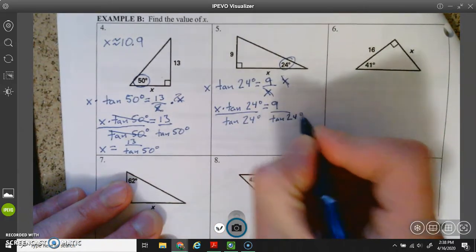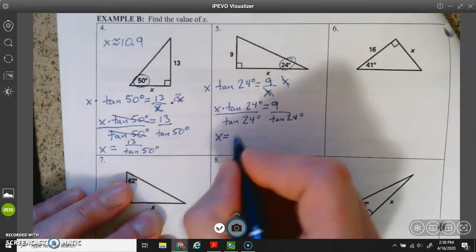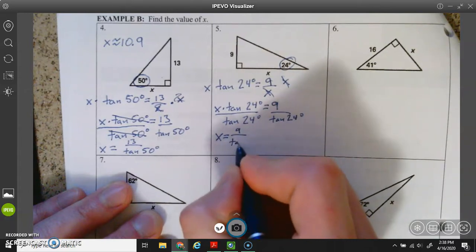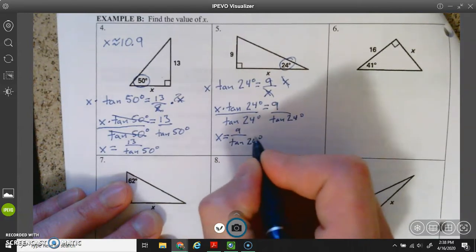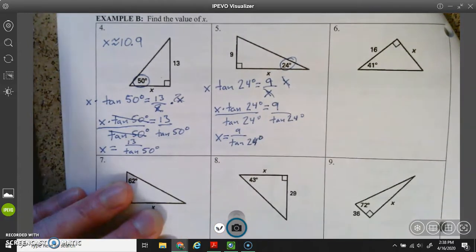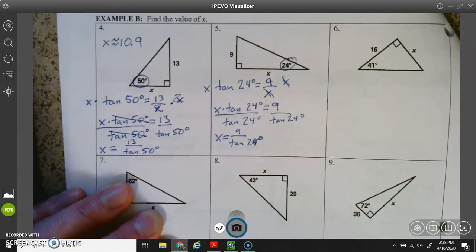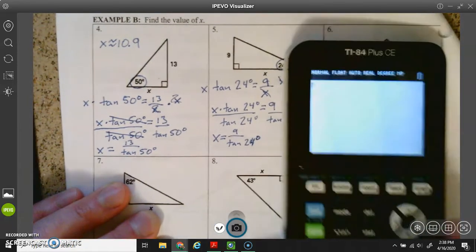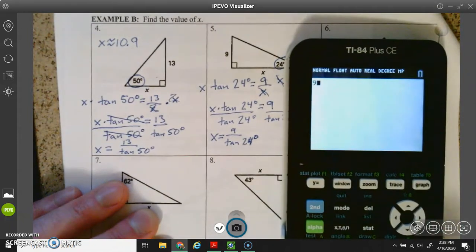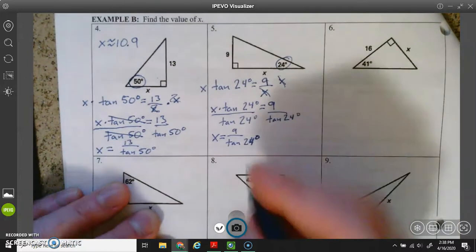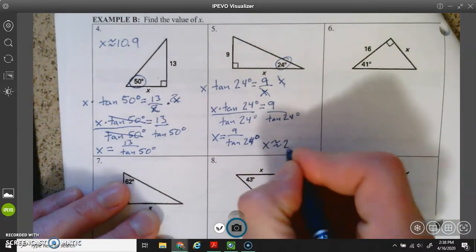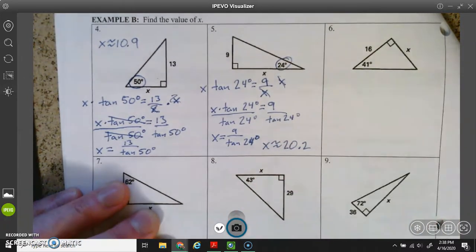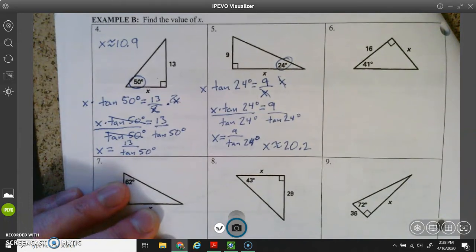Tangent of 24 degrees. And you get x equals 9 over tangent 24 degrees. Do that in any of the ways that I mentioned above. So 9 divided by, I'm going to use my TI-84 Plus. If I do 9 divided by tangent of 24 degrees, it gives me 20.2 when we round. So x is approximately 20.2.